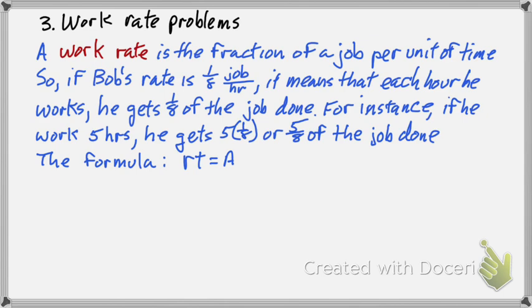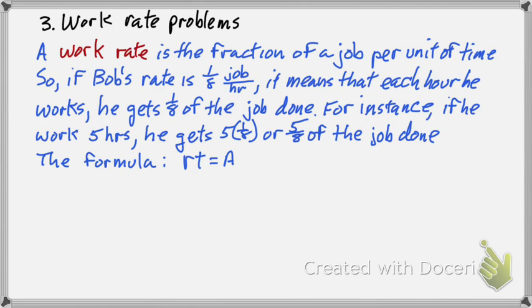These work rate problems are real easy if you just understand the basic idea. So I'm using Bob here as an example. If his rate is 1/8 of a job in an hour, that just means each hour he gets 1/8 of the job done. It's that simple. So in the example, if he works 5 hours, he's got 5 times 1/8 of the job, or 5/8 of the job finished.